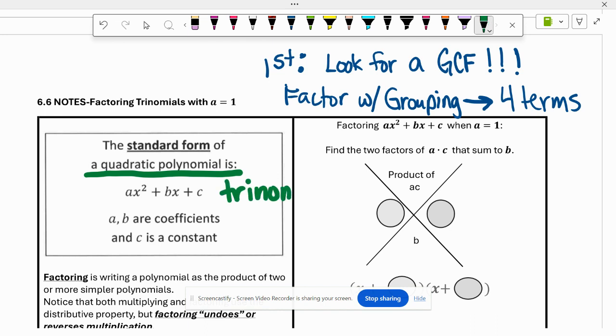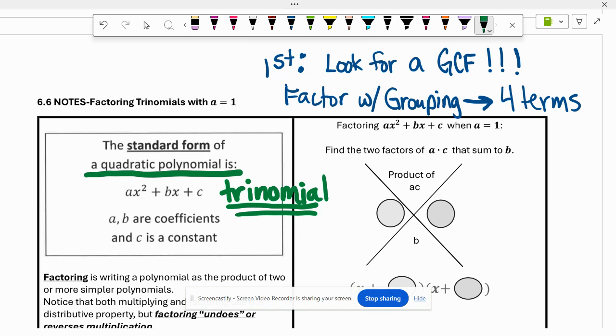And this is the standard form. This is how all quadratic trinomials look. You'll use this form, ax squared plus bx plus c, in Math 2, in Math 3, in pre-calc and in trig. And if you take Math 4, this form never goes away. Ax squared plus bx plus c.